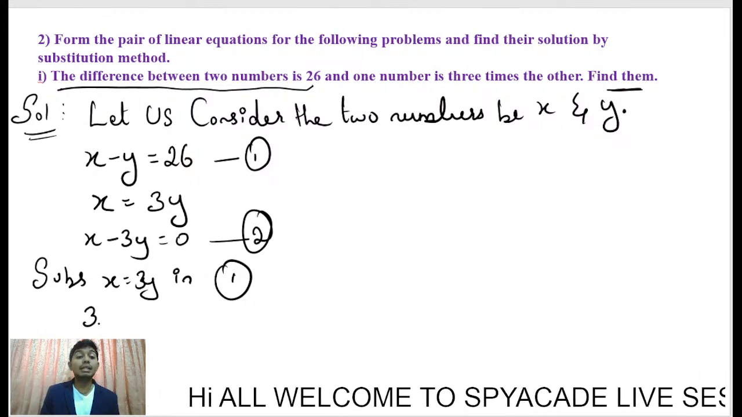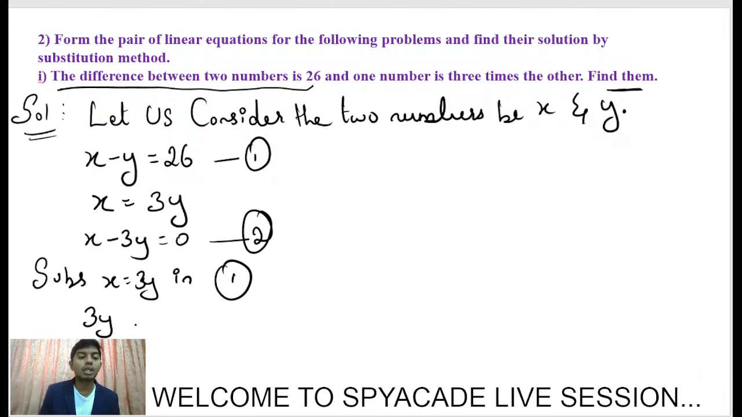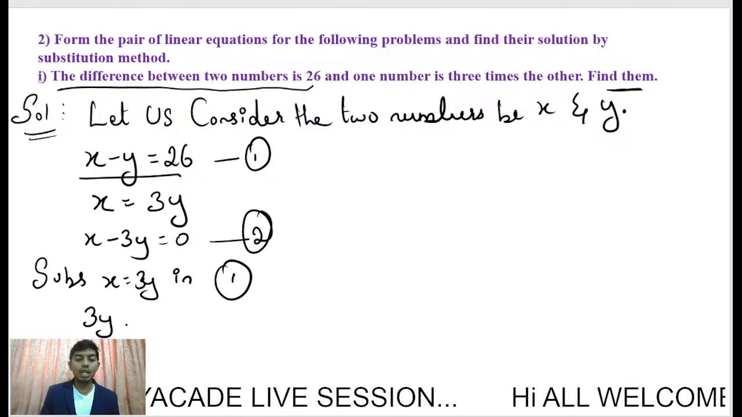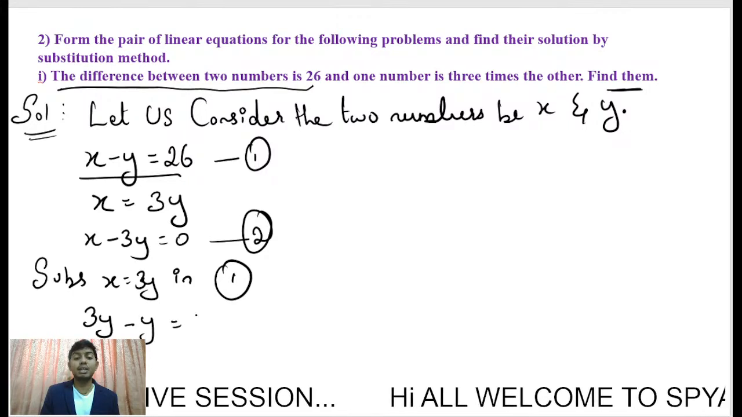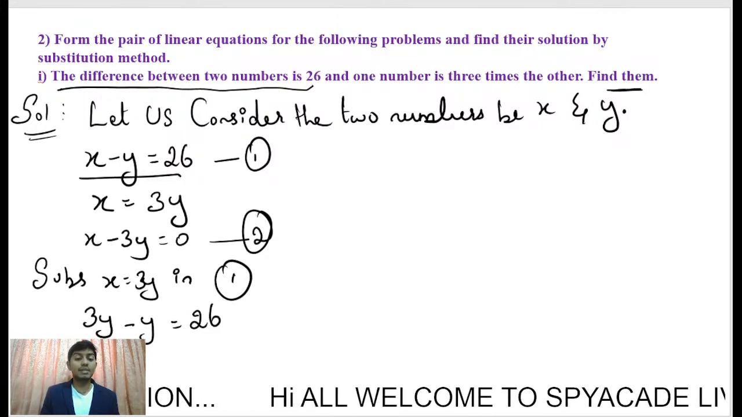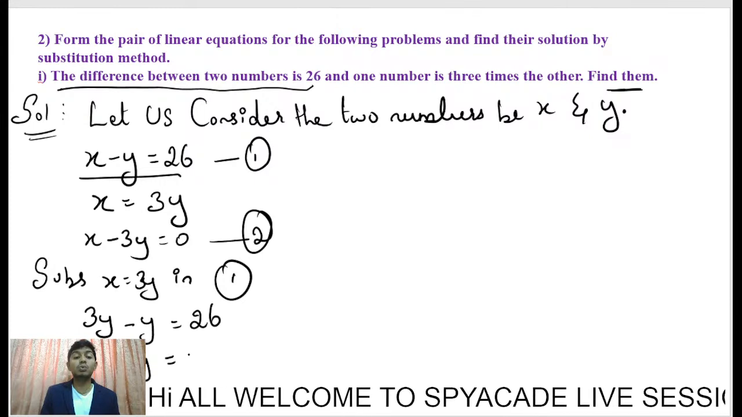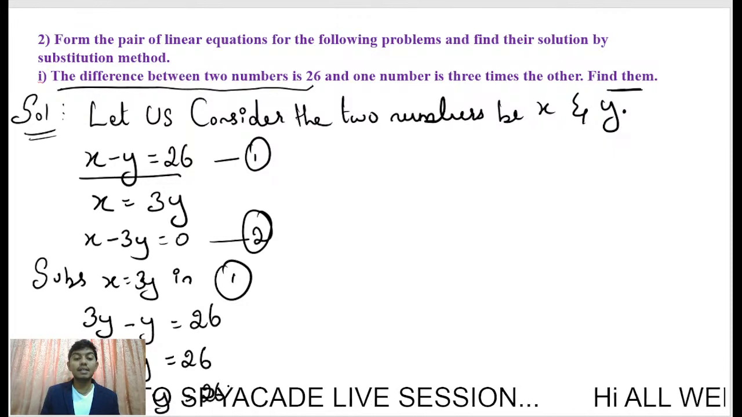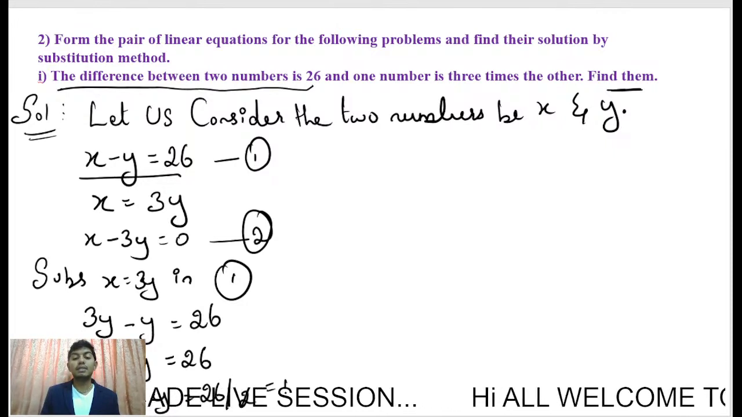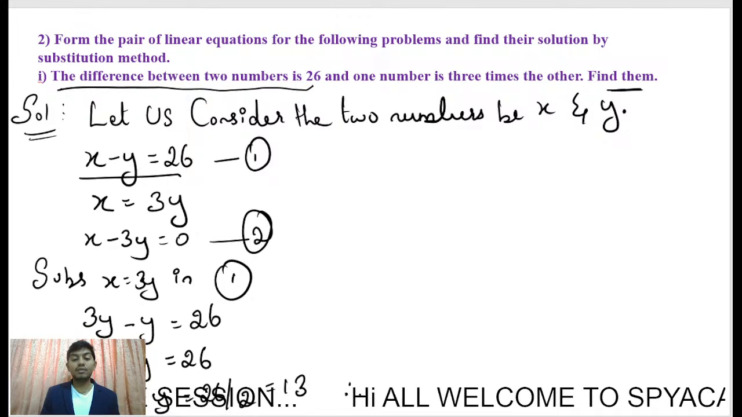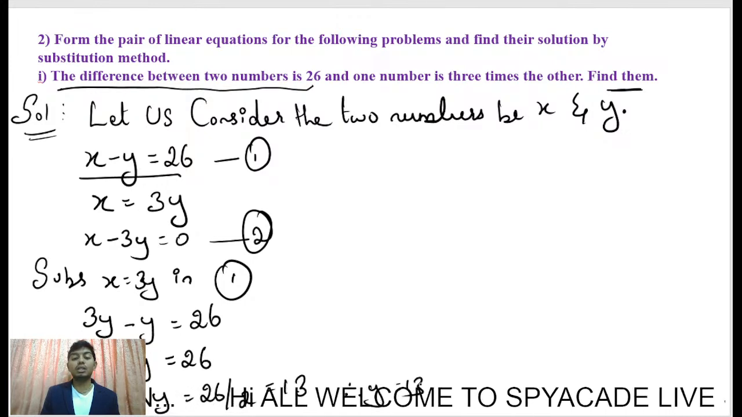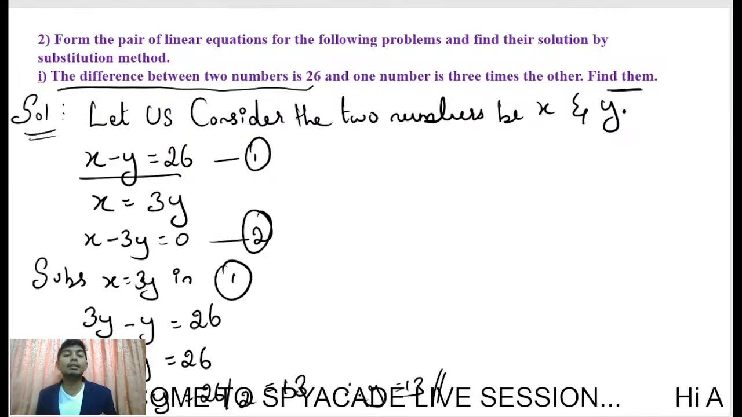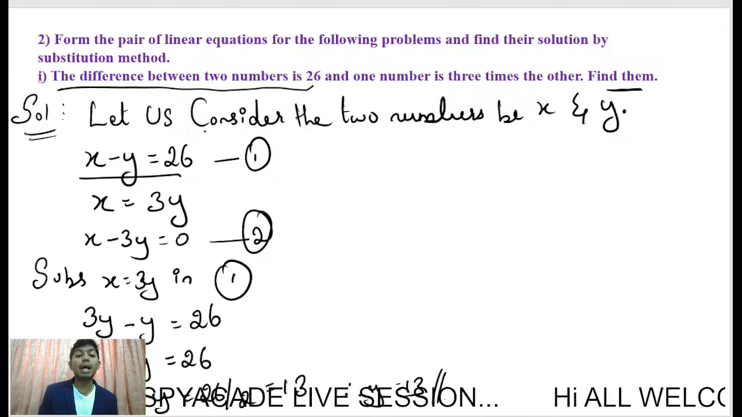In the first equation, in the place of x, I am substituting 3y. So 3y minus y is equal to 26. 3y minus y will become 2y is equal to 26. y is equal to 26 divided by 2, that is nothing but 13. Therefore, y is equal to 13. Is it clear for everyone? We found the value of y as 13 and we have to find the value of x also.